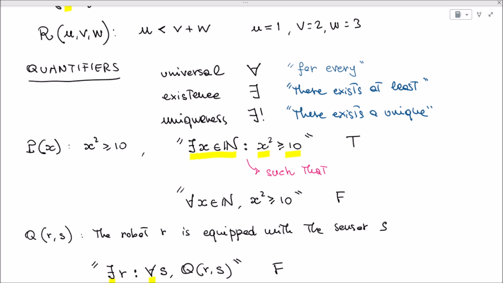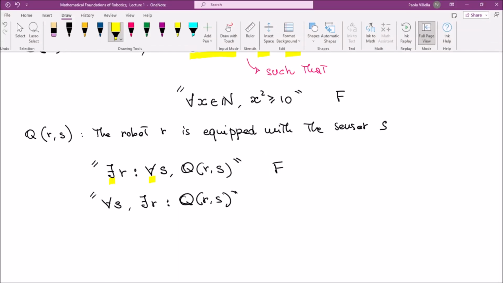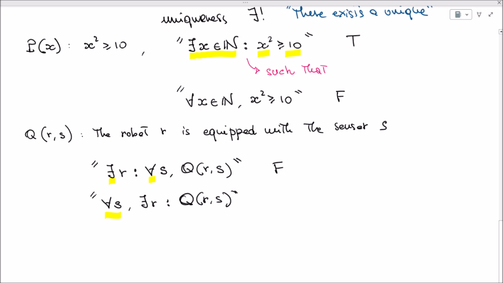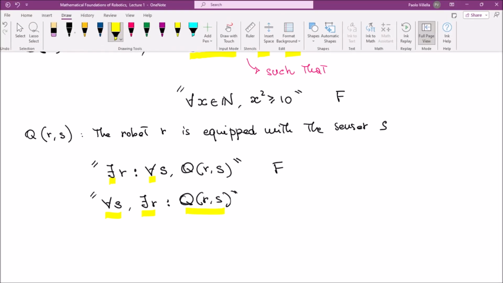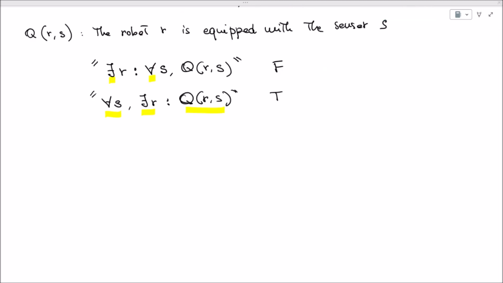Well, the meaning of this proposition is totally different. We are saying now that for every sensor s, there exists at least one robot r that uses that sensor, and this is likely to be true. Quantifiers are a tool that is able to build a new proposition out of a predicate.